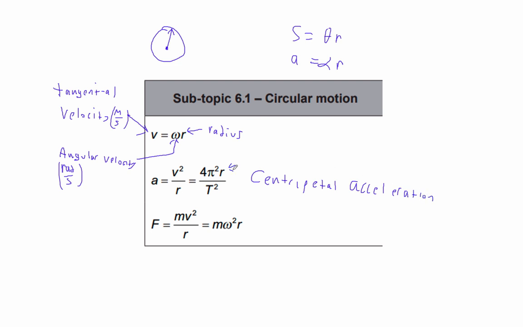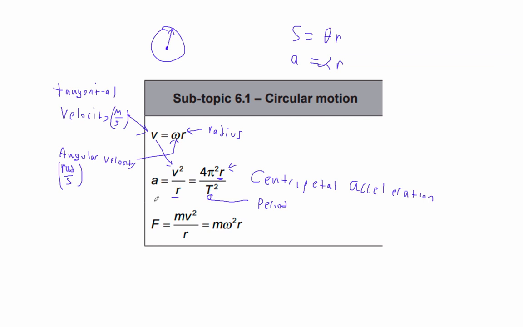The r is, of course, the radius, right? That's our radius of our circle. V is the tangential velocity, same thing. These guys are the same. And then T is the period, the time to go around once. And that's our velocity, right?